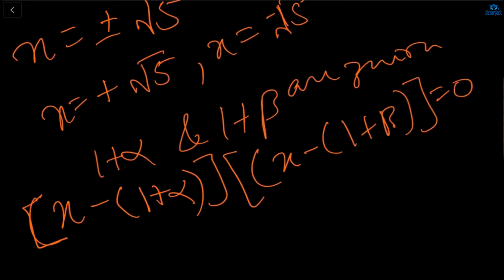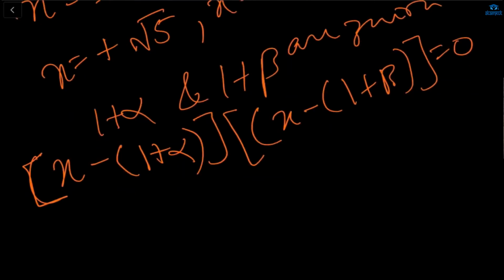Okay, because 1 plus alpha and 1 plus beta are the zeros of the new quadratic polynomial, these will be the factors of the polynomial. x minus (1 plus alpha) will be a factor of the polynomial. Okay, and that is what I have done here: x minus (1 plus alpha), x minus (1 plus beta).